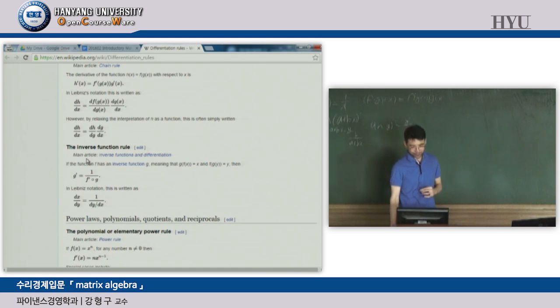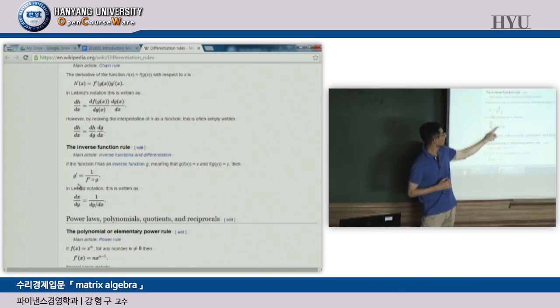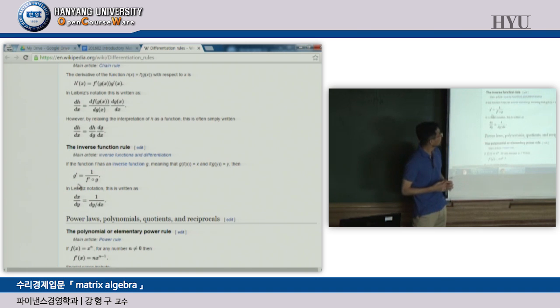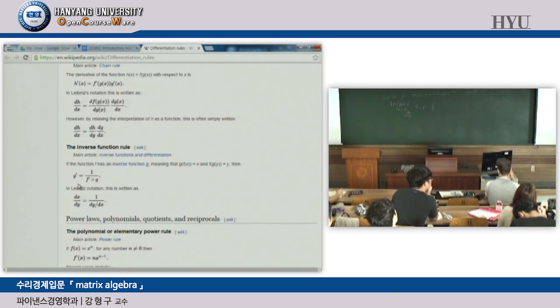And then inverse function. When g of f is x, f of g is y, then g prime is 1 over f prime of g, something like this. Again, in Leibniz notation, dx/dy is like arithmetic. Interesting property. Anyway, inverse function is a special case of chain rule. So even if you don't remember this one, you can derive it using chain rule. Doesn't matter. And if you remember, we used basically this one to derive that the differentiation of log x is 1 over x.